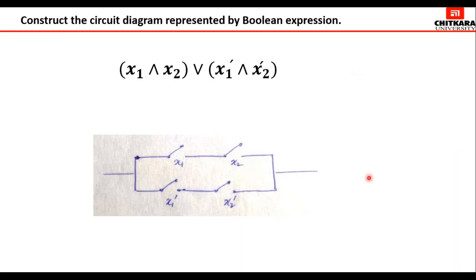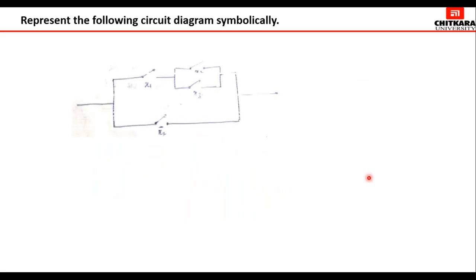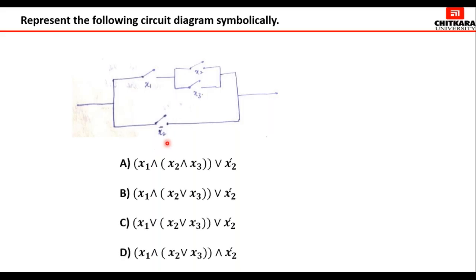Okay. Now, let's move on to the next question. Represent the following circuit diagram symbolically. Okay, just try. I'll give you a hint. First of all, check out the circuit. X2 and X3 have been connected in parallel. Then the output of this has been connected with X1 in series. Then this part and this part have been connected in parallel. So check out your options. Which one is the correct option? Mark your options.